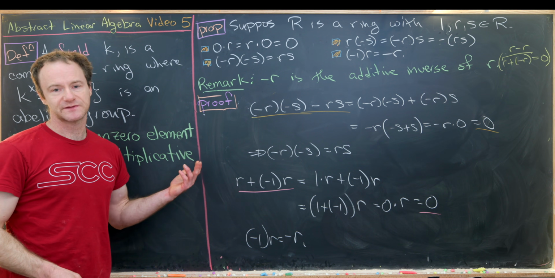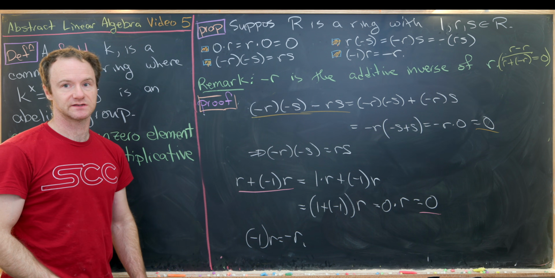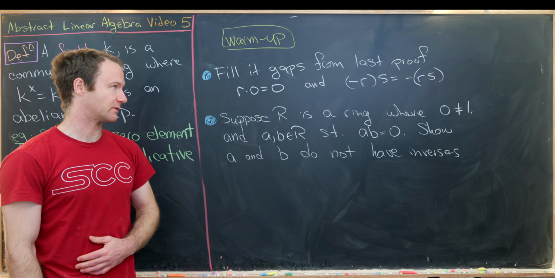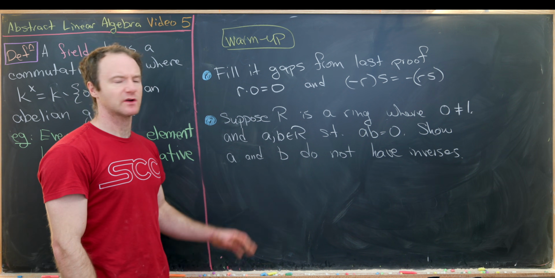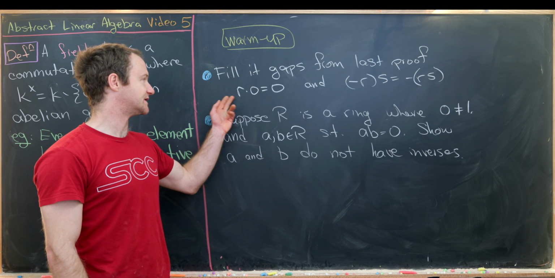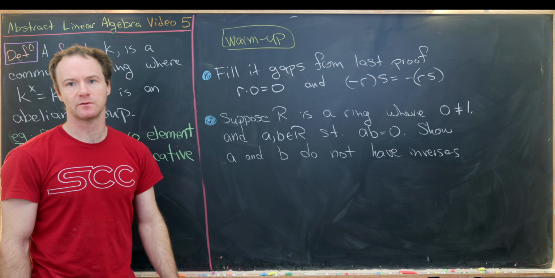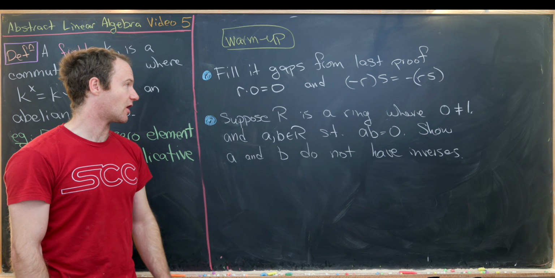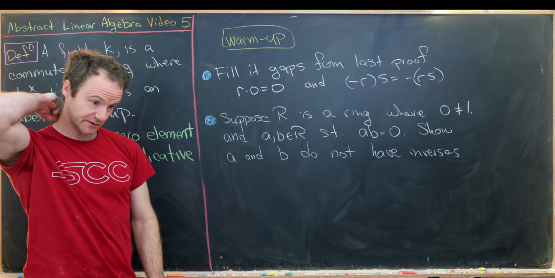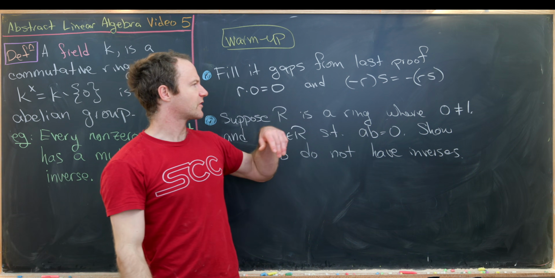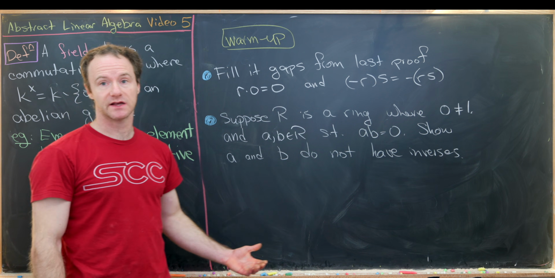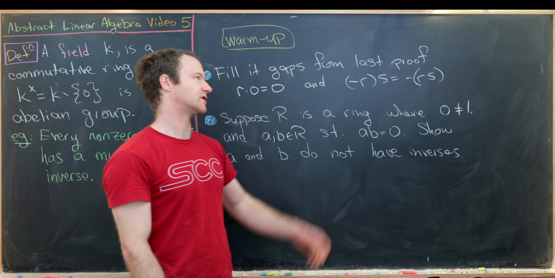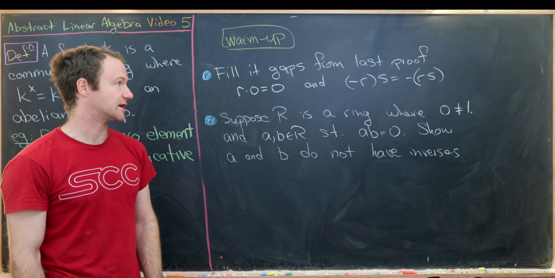So now let's finish off with some warm-up exercises. So I've got a couple of warm-up problems now. The first is to fill in the gaps from the last proof. So I think in the proof, I showed that 0 times R was equal to 0. So let's fill in the gap and show that R times 0 is also equal to 0. Furthermore, we showed that R times negative S was equal to negative RS. We'll now show that negative R times S is minus RS.